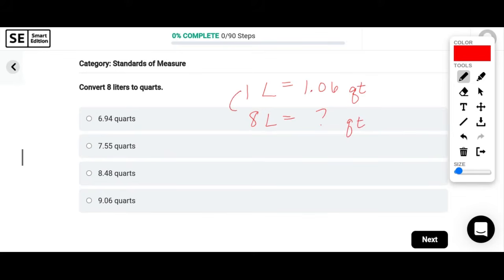So 8 liters to quarts, so we're just going to multiply this times 8, right? 1 times 8 and 1.06 times 8. So 1.06 times 8, I just multiply that in my calculator, and I will find that I get 8.48 quarts. 8 and 48 hundredths.